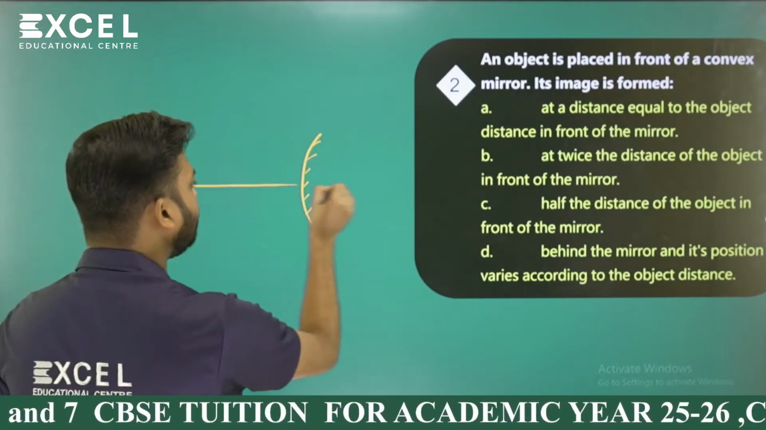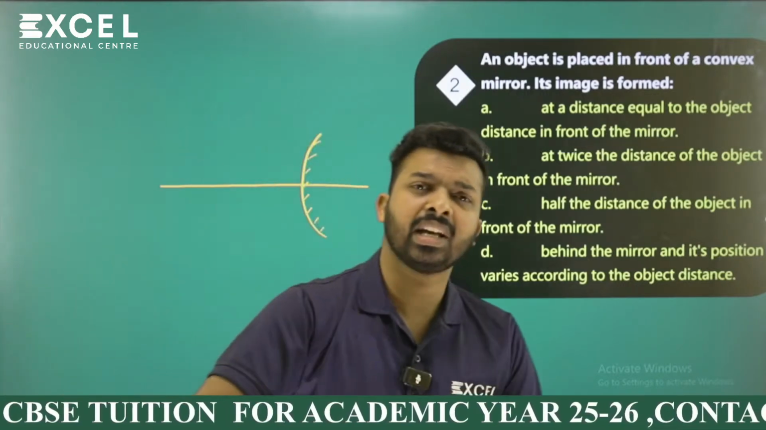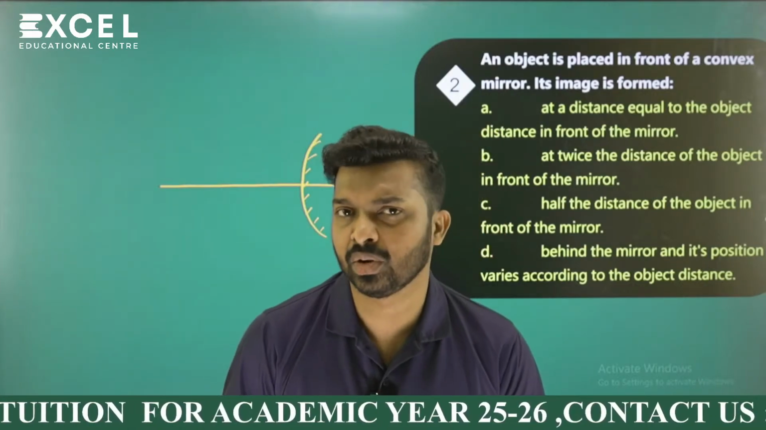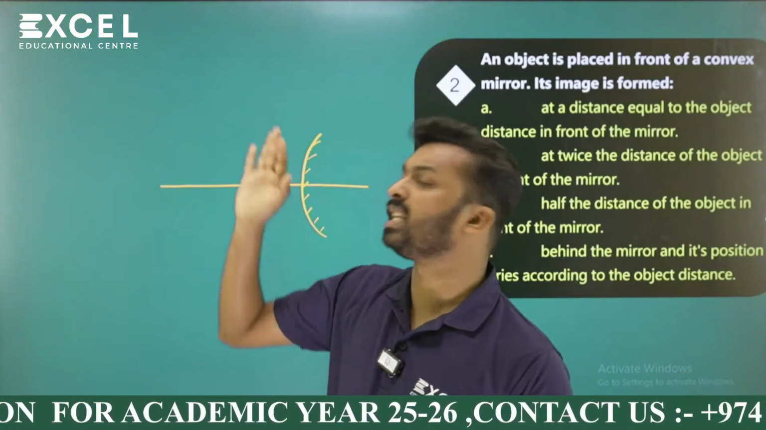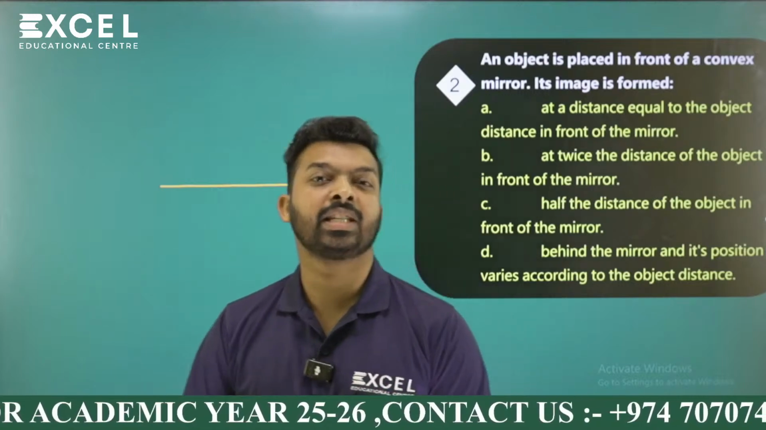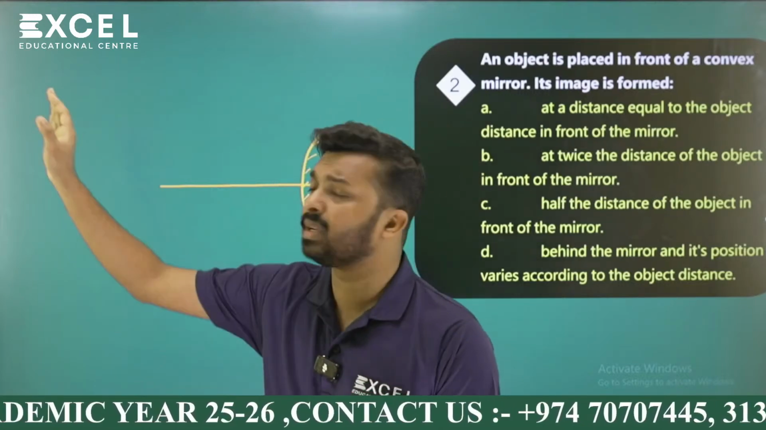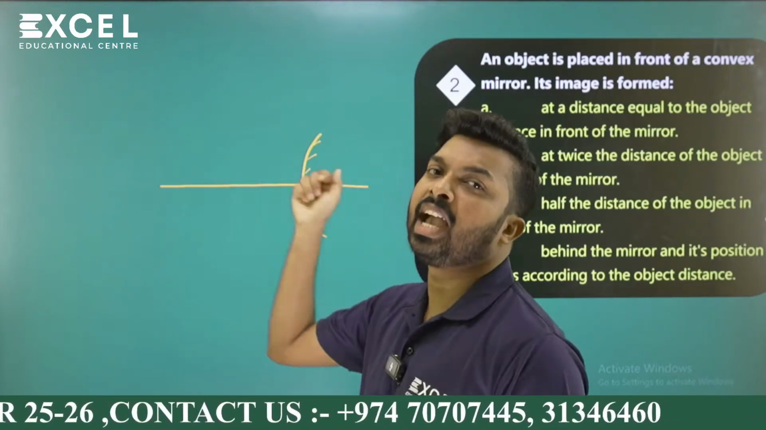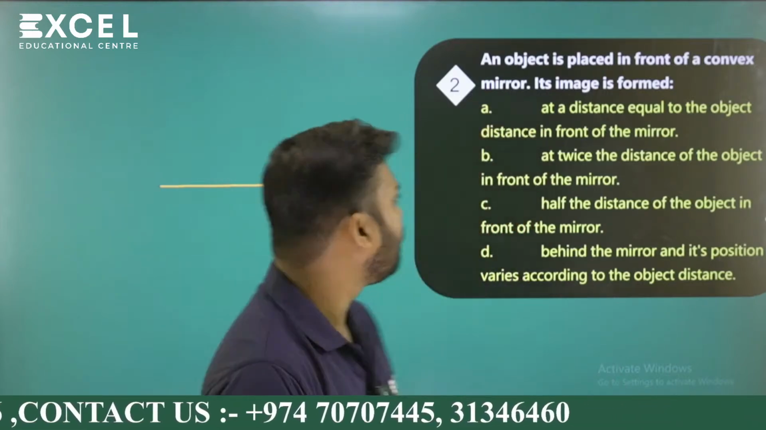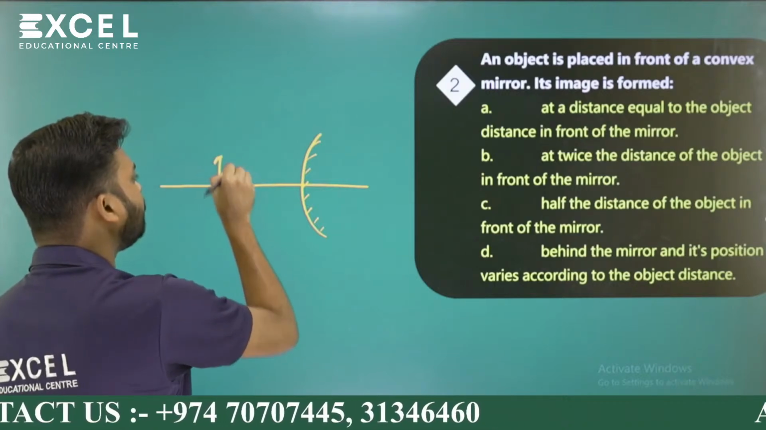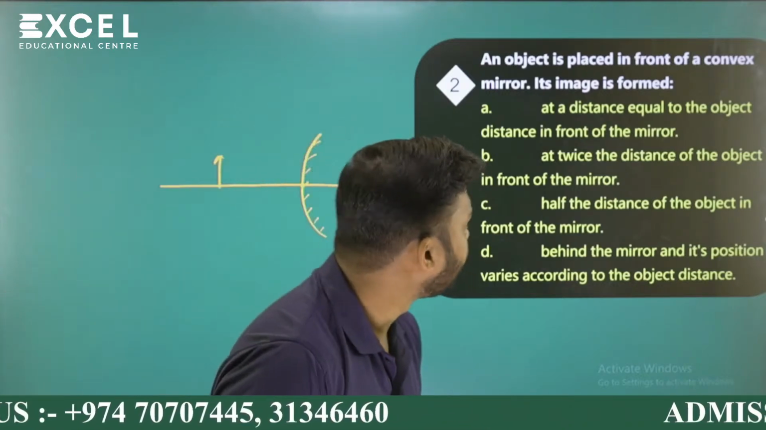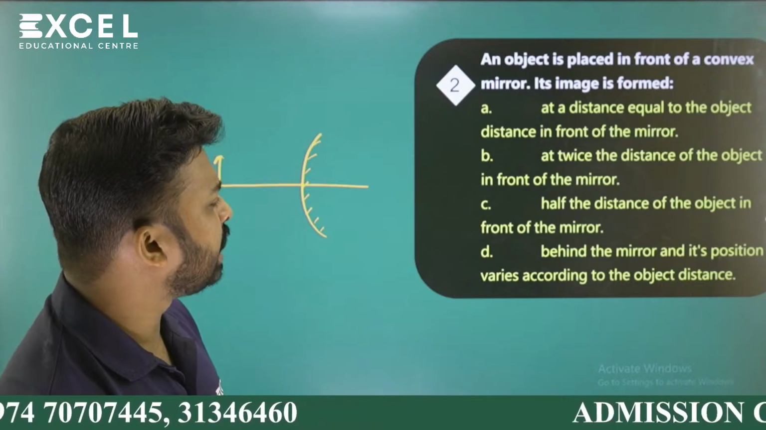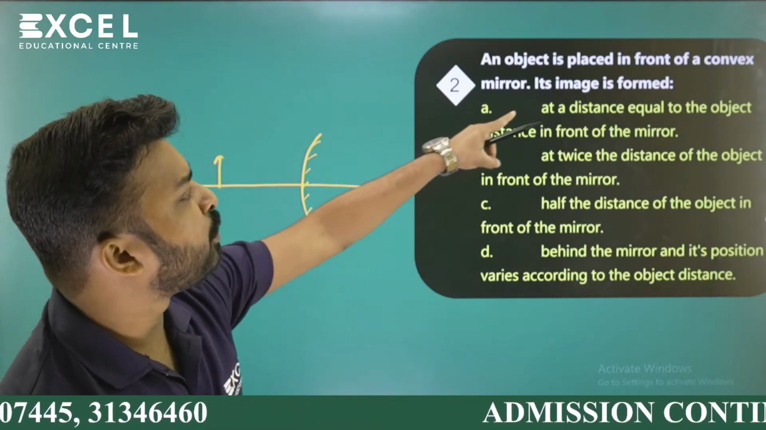When it comes to the convex mirror, there are only two image formations that happen: one where the object is kept at infinity, and one where the object is kept between infinity and the pole. Here I'm keeping an object somewhere here, not at infinity. So what is actually happening? The image formed will be what?